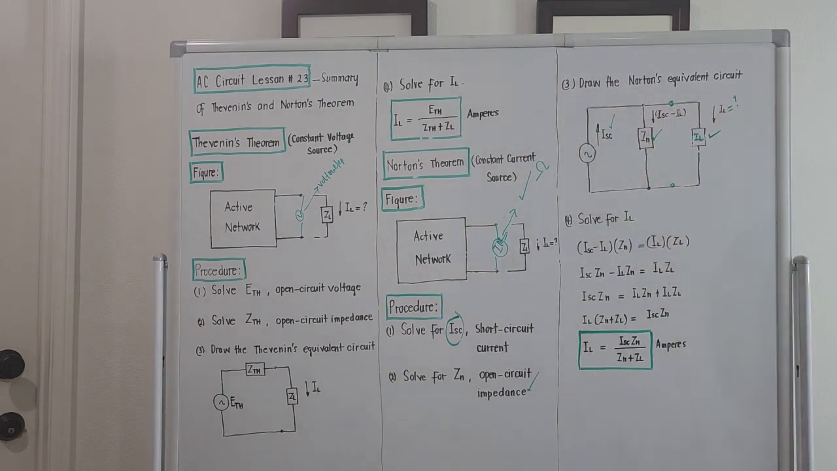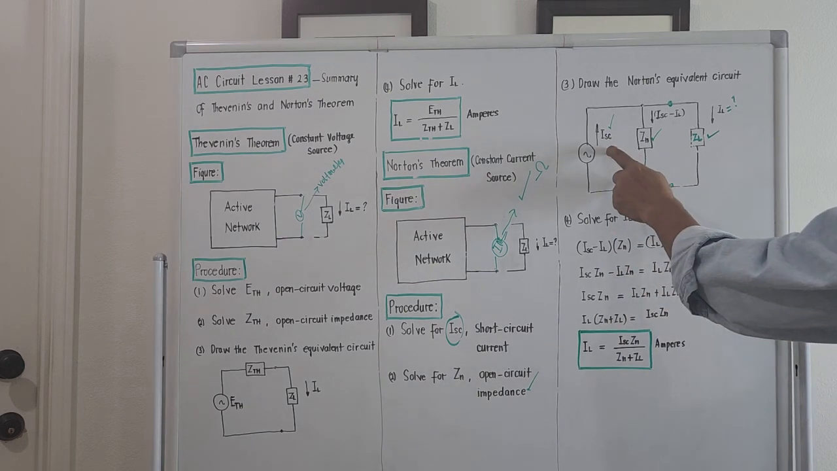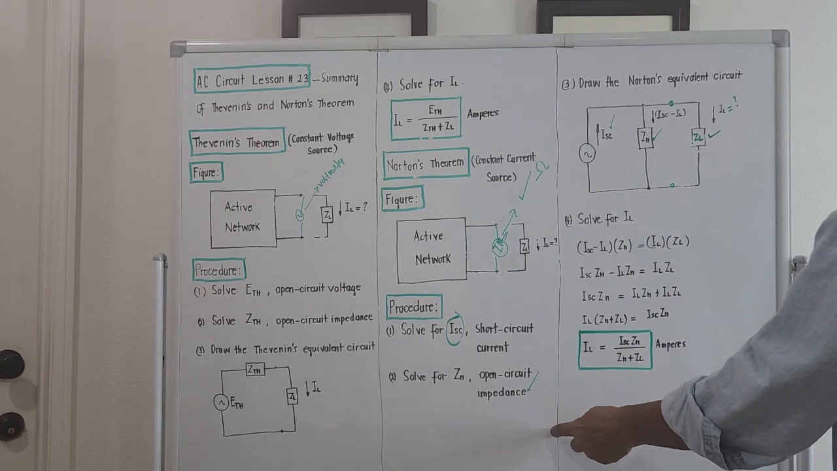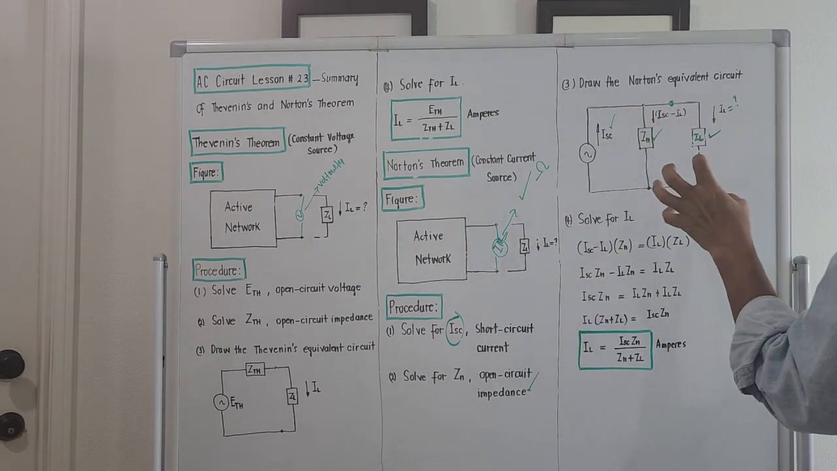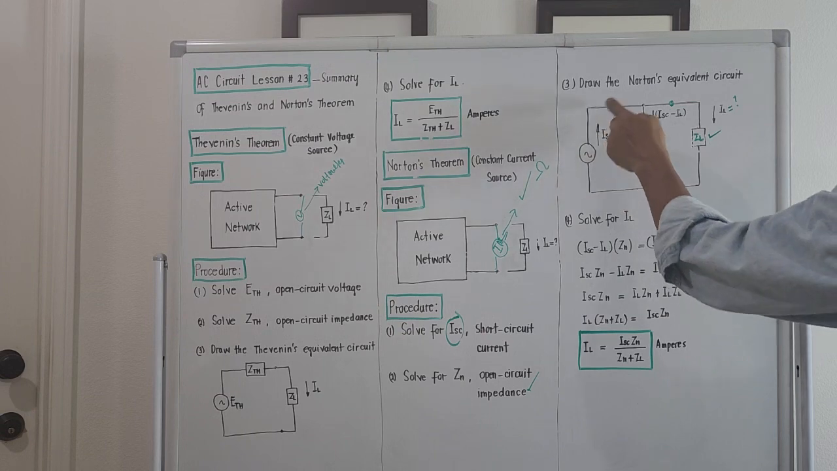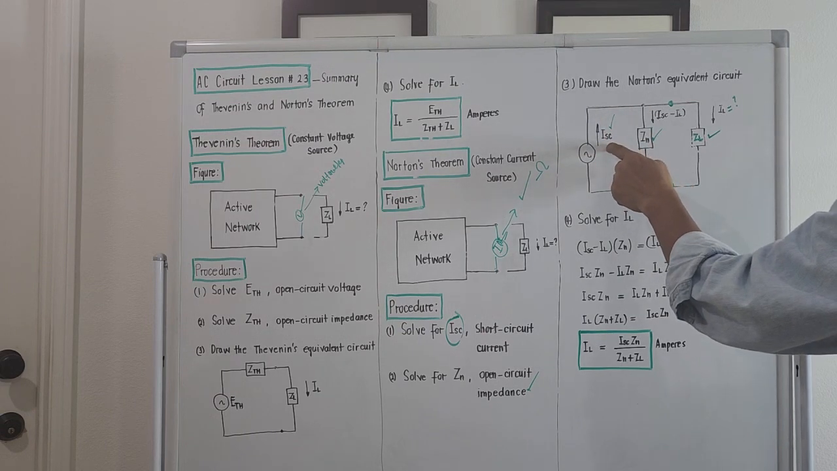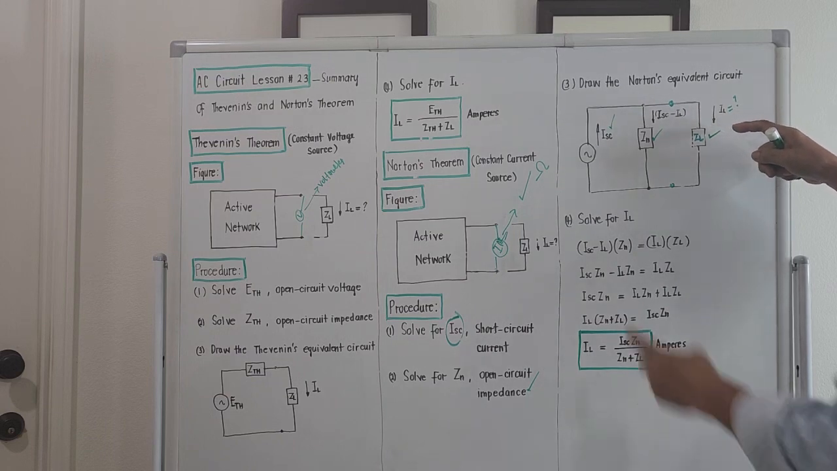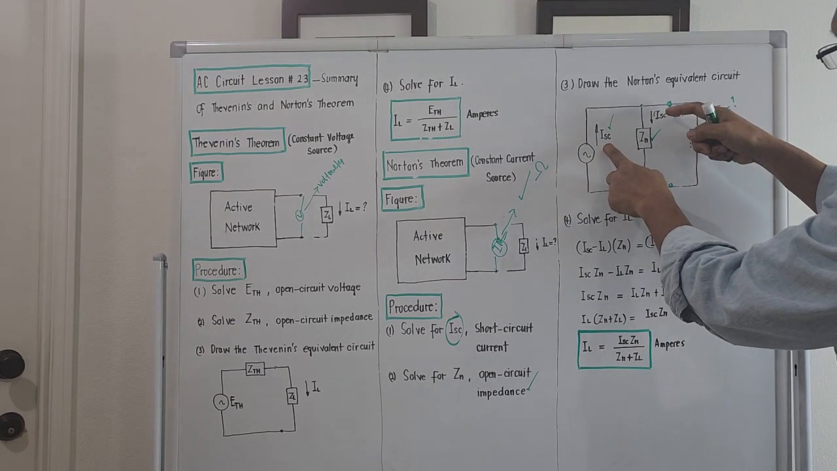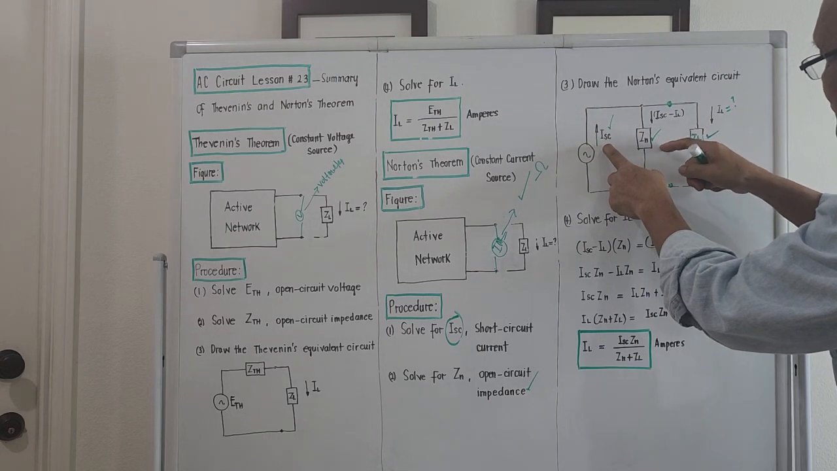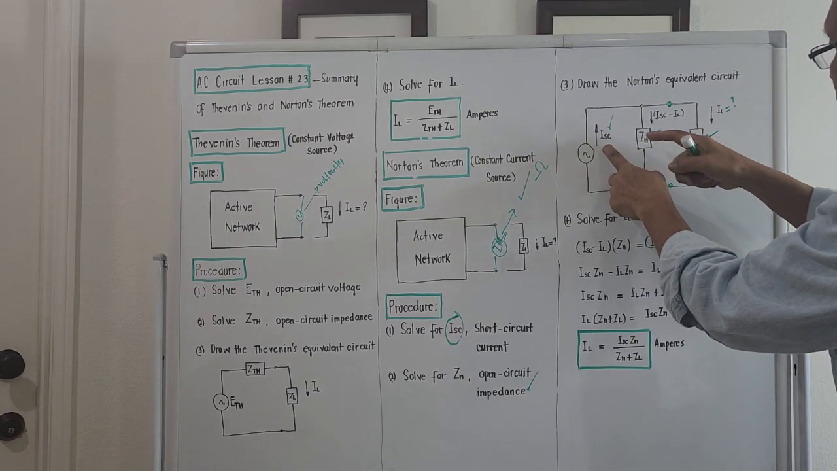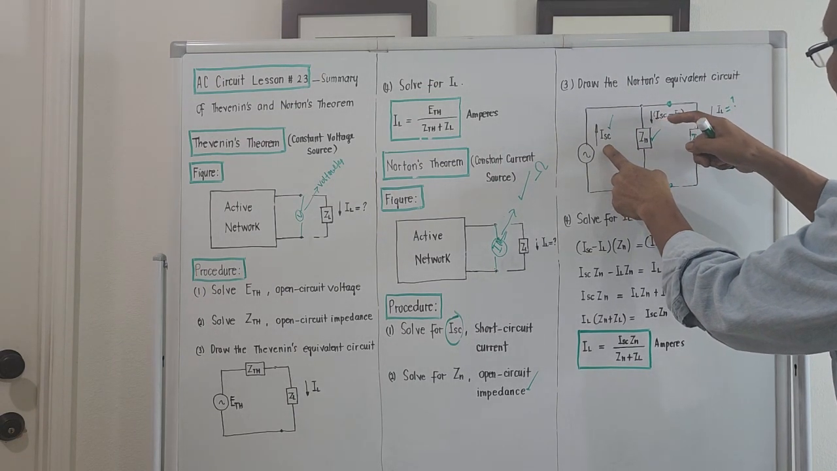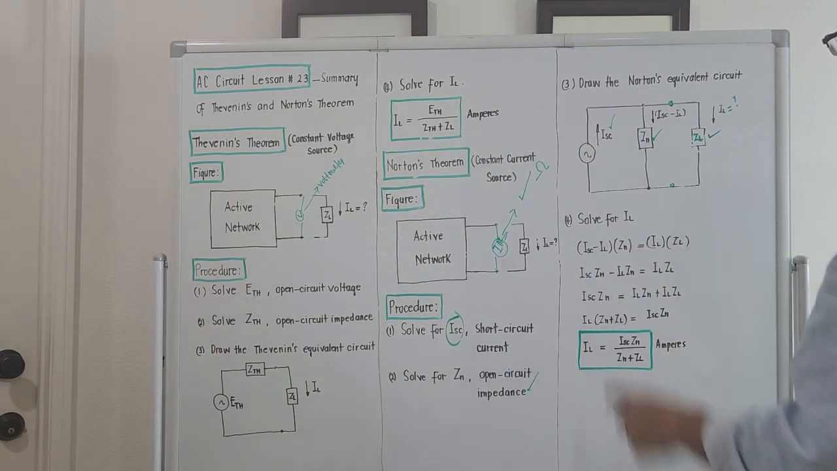So from this circuit, we know the short circuit current source from step number 1. We know Z sub N from step number 2. Then we drew the Norton's equivalent. The total current coming from the constant current source is I short circuit. The current passing through the load is I sub L. So if this is I short circuit, what is going into the Norton's impedance will be the difference, I short circuit minus I sub L. So the current entering here is I short circuit minus I sub L.